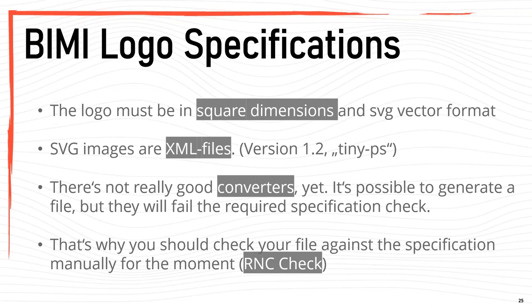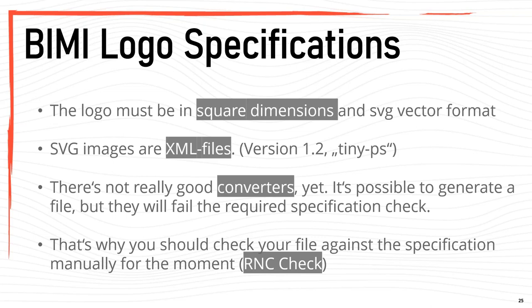And the version, that's a tricky one, 1.2 Tiny PS. If you know the W3C check, there are a lot of checks for XML files and also for SVG files, but this version is missing. I sent them an email already asking if it was possible to add this version. I don't have feedback yet. And also for the converters, probably you have an image in PNG format, or Photoshop or whatever, and want to convert it into an SVG. There are options to do that, but the output file is not valid in most cases.